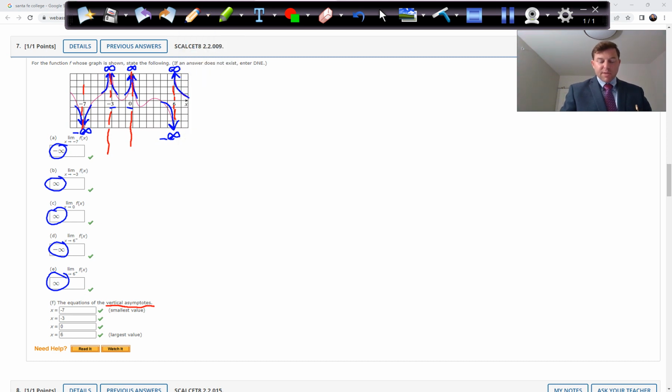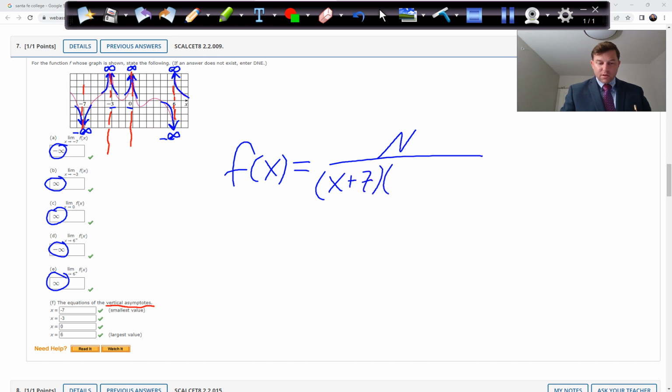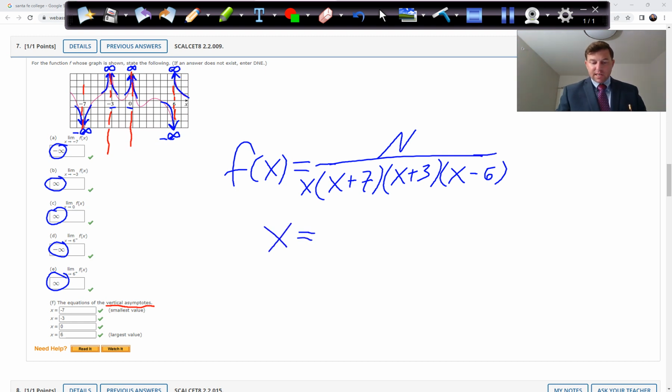Basically what that means is, for this function, I don't know what the numerator is, but in the denominator, one of the factors is x plus 7. One of them is x plus 3. One of them is just x. And then one of them is x minus 6. So we know you can't divide by 0. So x cannot equal 0, minus 7, minus 3, or 6. The exact same numbers that give us these asymptotes, because if x is any of those numbers, I get divided by 0.